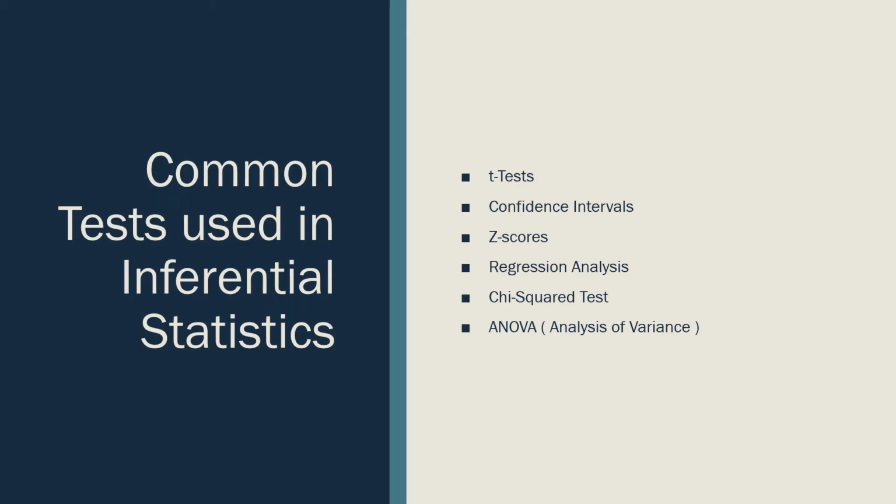Common tests used in inferential statistics: t-test, confidence intervals, z-test, regression analysis, chi-squared test, and analysis of variance. There are more tests, but as you all know, we are not that far in the book. There are many more chapters and many more tests that we are going to learn about and discover. So I just chose to focus on the ones that we've talked about, or chi-square test will be coming up, I believe, in the next module. So trying to focus on what we have done so far.